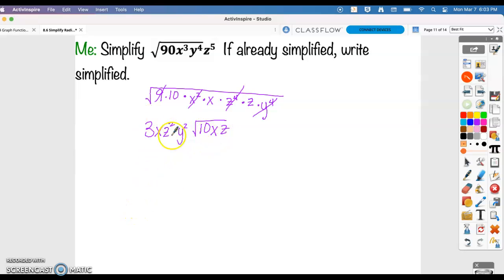And technically, if we're going to do this right, you would want to write your variables in order. So x squared, z squared, square root 10x.